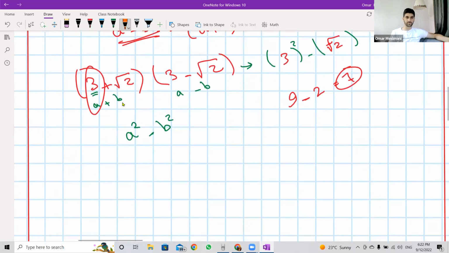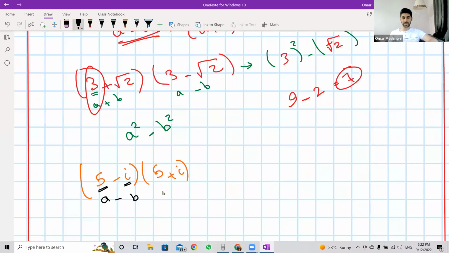All right, one more. Let's say I have 5 minus i, 5 plus i. What should I do? Again, I'm going to use the same formula. Listen to me carefully. The 5 will stand for A. The i will stand for B, because here I have an A minus B, here I have an A plus B. So basically, I'm going to use the formula.